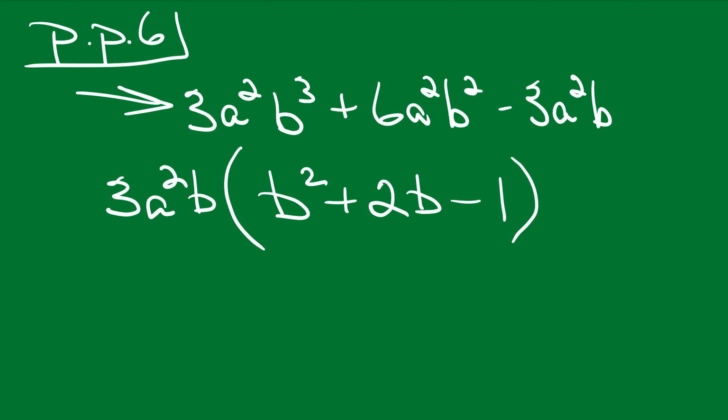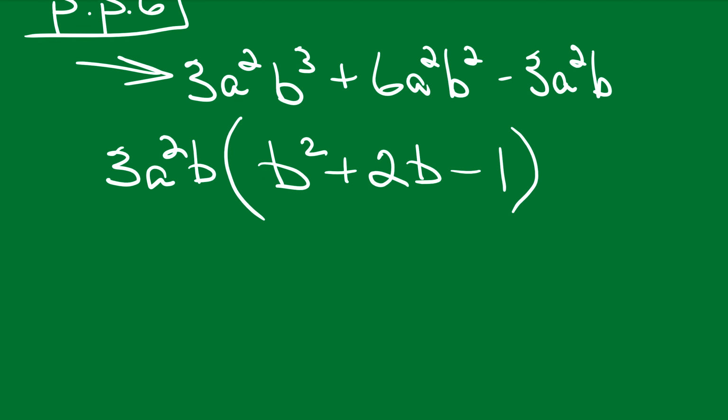Now the idea, can I factor this b squared plus 2b minus 1? All right. So if I've got negative 1, I need 2 factors of negative 1 to add up to be 2.